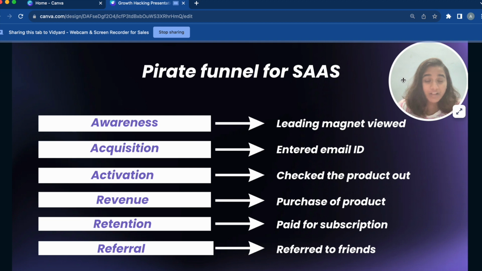Another example of the pirate funnel, for SaaS. Awareness is viewing the lead magnet, probably an ebook or a free course, or even a free trial of the tool. The second thing, acquisition, happens when he or she enters the email ID. Activation happens when they check the product out. Revenue happens when they like the product and buy it, and retention happens when they keep buying it, which is subscribing in a subscription model. And at the last, referral happens when they like the product and start referring to their friends and families. So here, even if you see, revenue comes first, retention next, and at the last we have referral.